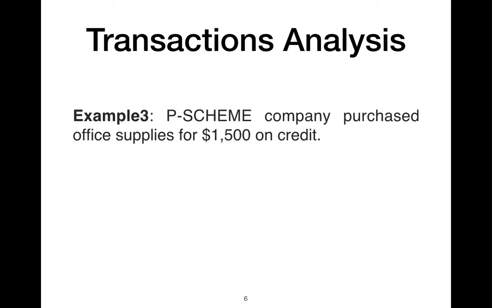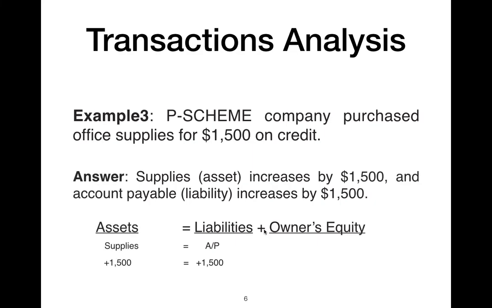In example 3, Peacekeep company bought office supplies for 1,500 US dollars. They didn't pay the amount in cash. They will pay it later. So it is now on credit. That means the cash account will not change. Instead, the amount will be charged to the account payable. To recall, the account payable is a liability account that shows the money owed by a business to its supplier.